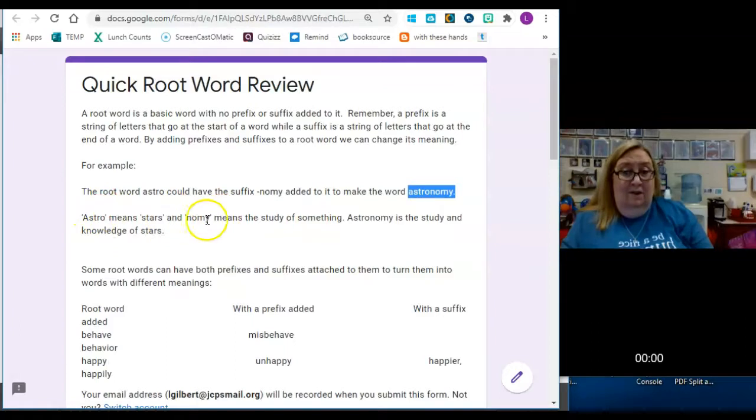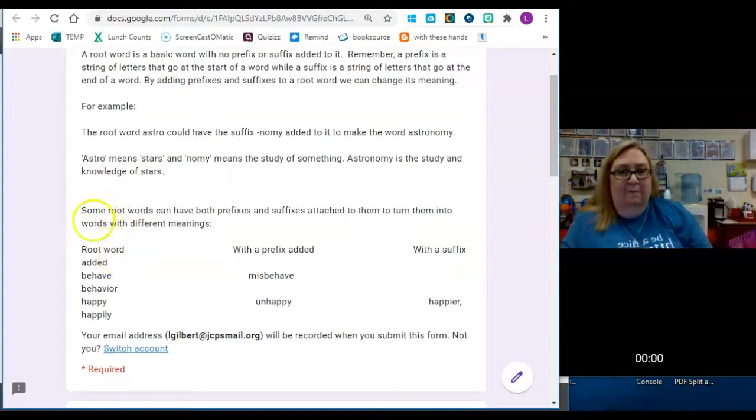So star, study: astronomy is the study and knowledge of stars. That's how we get word meanings. We're not just assigning random letters and saying, I think this word should mean the study of stars. We actually have meaning behind each of these parts of the words. Let's look at a few more.